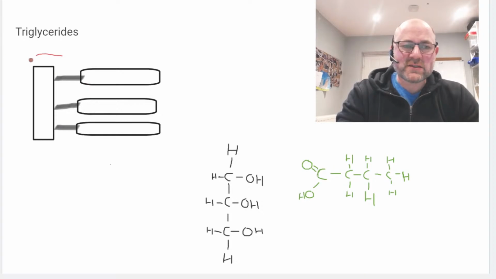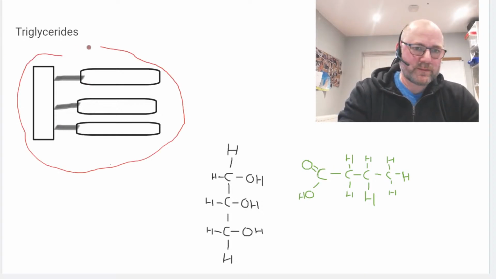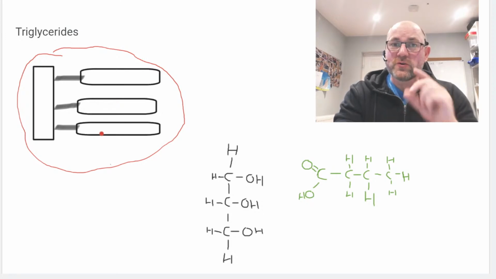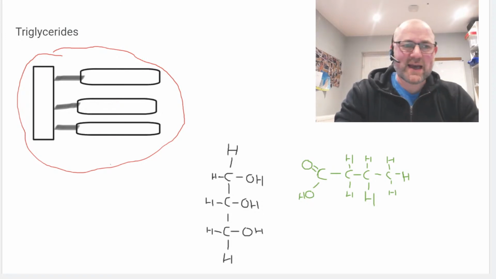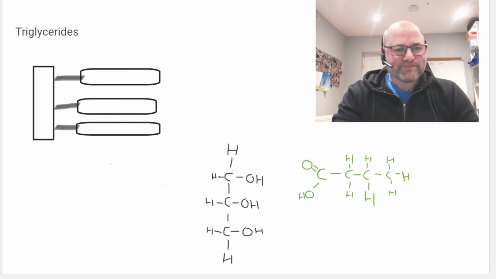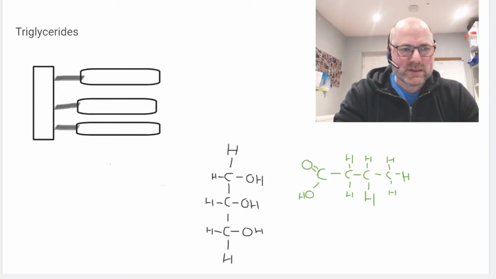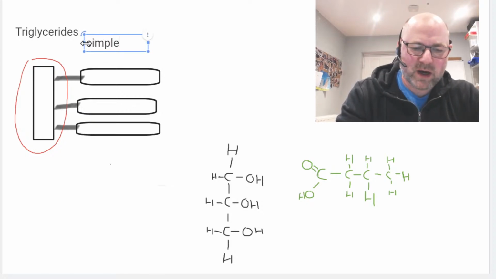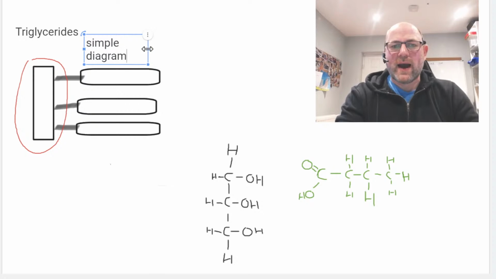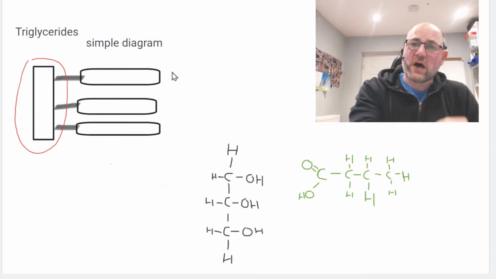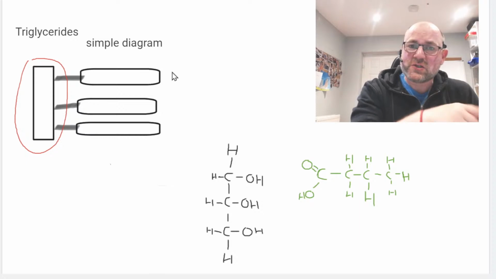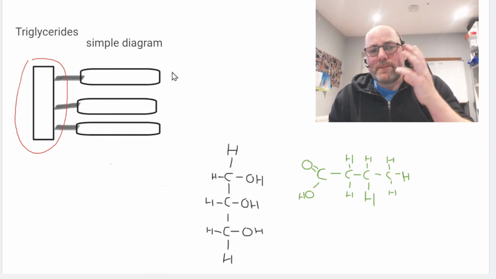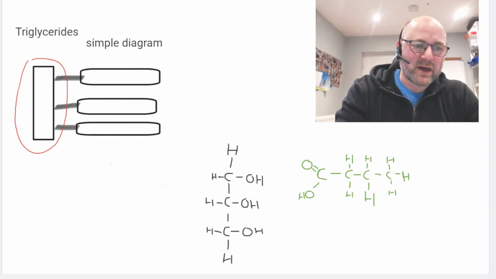So here's the triglyceride once again, made up of 4 molecules, a glycerol molecule and 3 fatty acids. Now, if we look a little bit closer at the glycerol molecule, I'm going to circle that here in red. This is a nice easy diagram. In exams and in your notes, you'll need to know this diagram of a triglyceride and what each part is. And in this simple diagram, it's nice and easy.